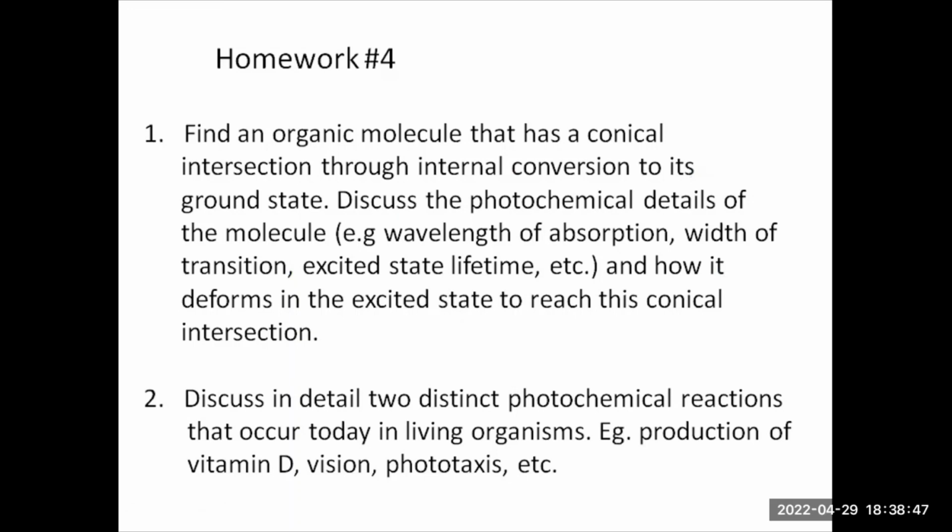Okay? So yeah, thank you. Just look in the literature for a particular molecule which has a conical intersection. Not all of them do, to the ground state, for internal conversion, that's very quickly dissipating the energy. Okay, so are there any further questions in the homework or about what we discussed today? We still have a couple of minutes.